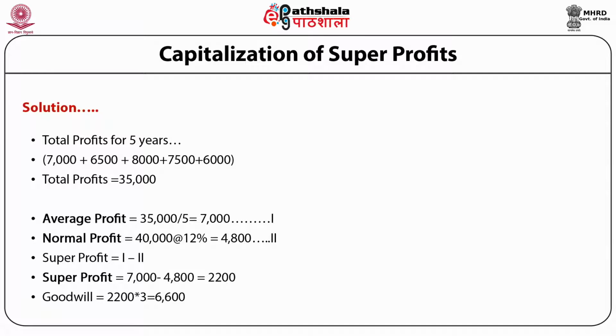The total profit for 5 years is 7,000 plus 6,500, 8,000 plus 7,500 plus 6,000, that is 35,000. And the average profit is 35,000 divided by 5, that is 7,000. Normal profit is equal to capital employed multiplied by normal rate of return, that is 40,000 multiplied by 12%, that is 4,800. And the super profit is average profit minus normal profit. Average profit is 7,000, normal profit is 4,800. That means super profit is 2,200. Now the goodwill is equal to 3-year purchase of super profit. That means goodwill is equal to 2,200 multiplied by 3, 6,600.